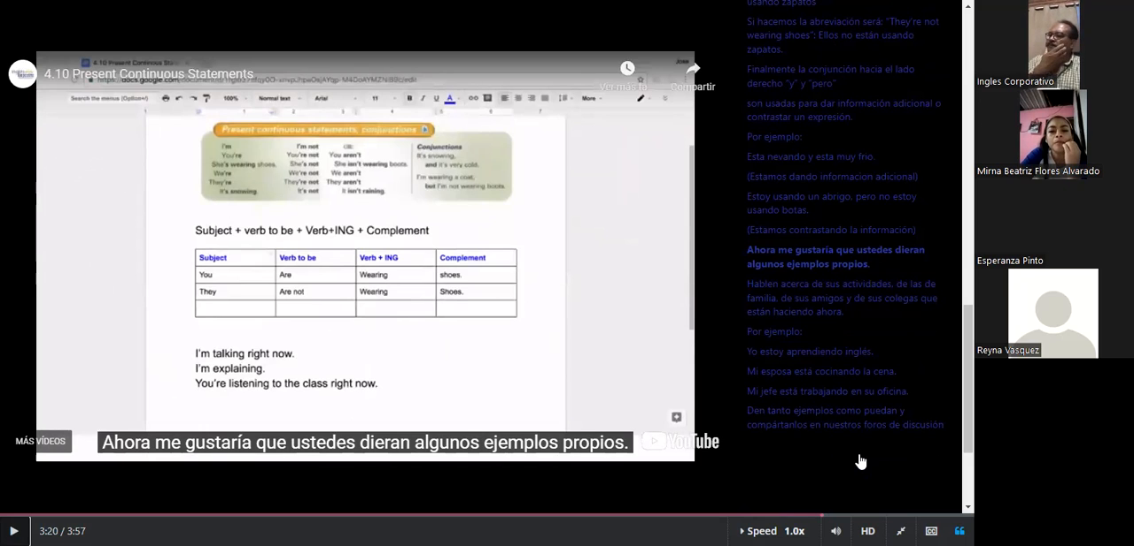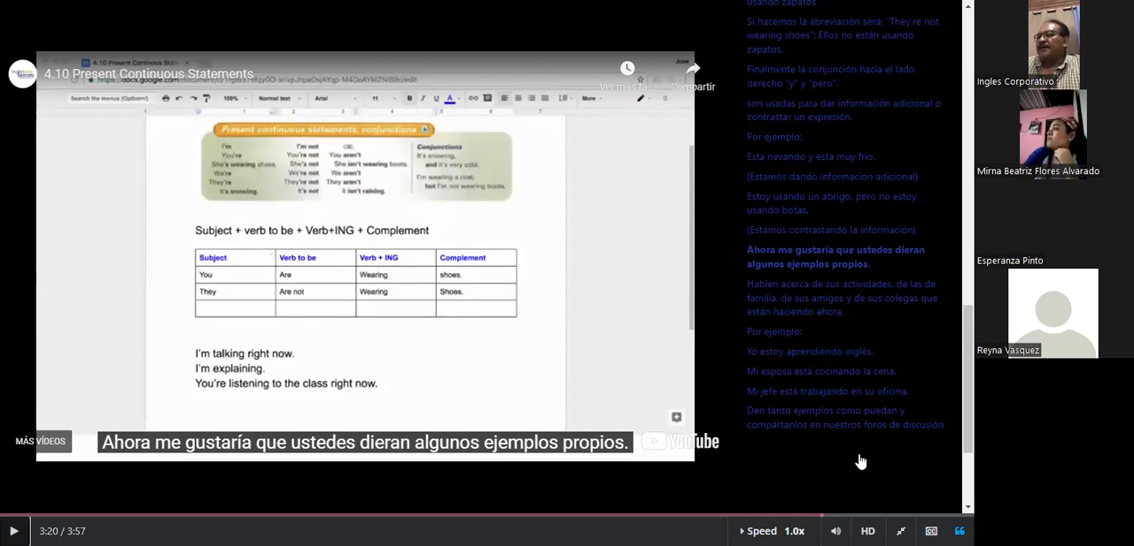Now, I would like for you to give. Okay. Before we continue, do you see any? ¿Se entiende la explicación que ha dado el uso del verbo en ing? Bueno. ¿Qué significa wearing? Wearing es vestir, usar.